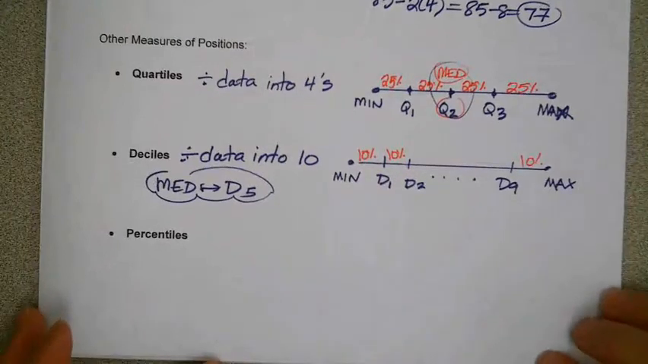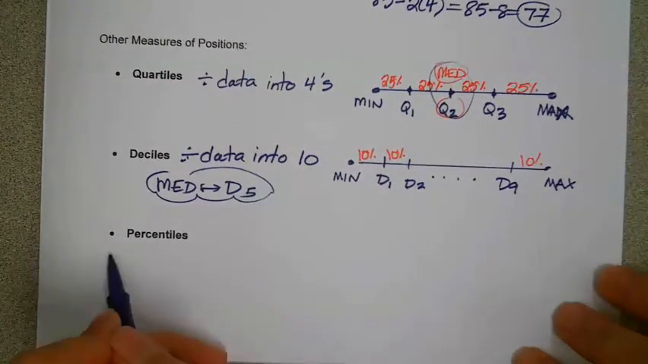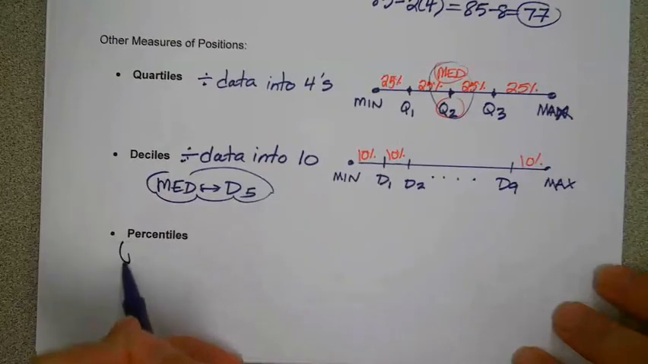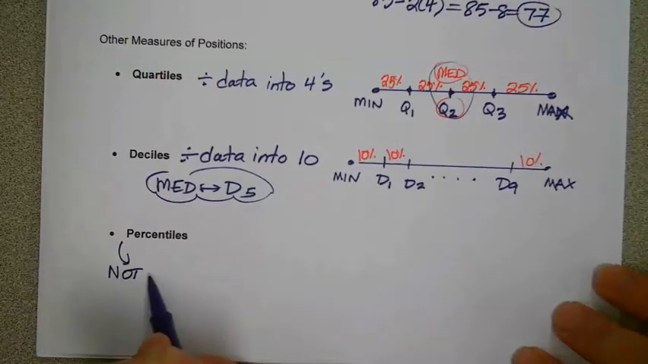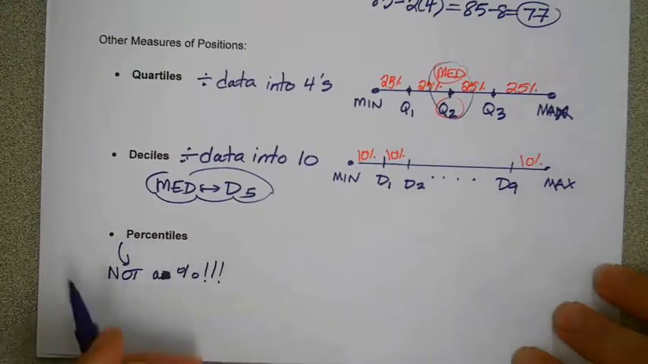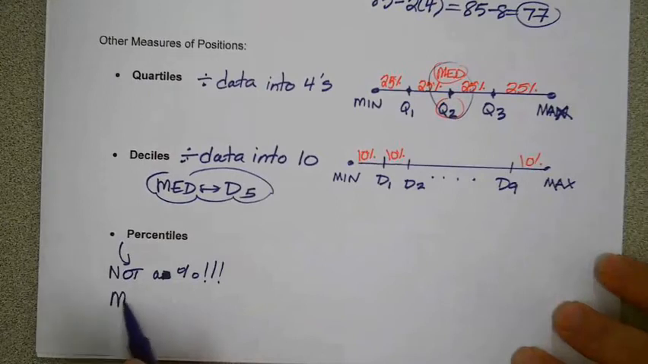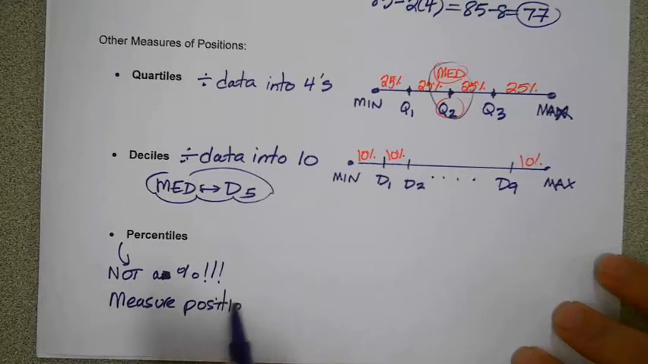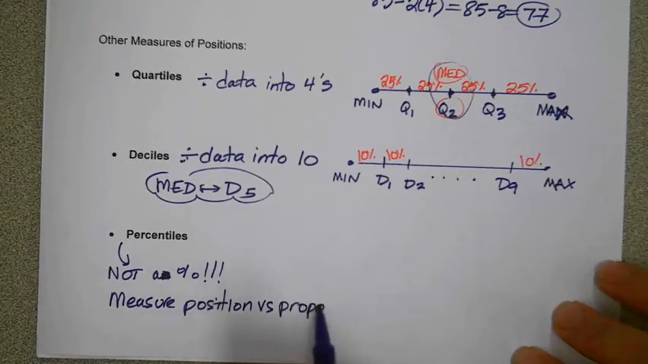And the last thing, percentiles. And percentiles are different. These are not a percent, it is a measure of position. So not a percent, it's a measure of position versus a proportion.